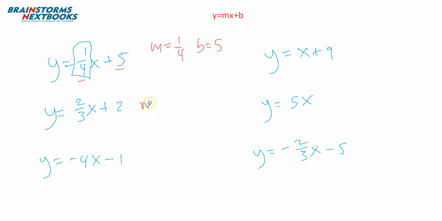Okay, this slope here, who's in front of the x? It looks like 2/3. There's no weirdness there. And my b, my y-intercept, it looks like is 2. That was pretty easy. This one's kind of weird.